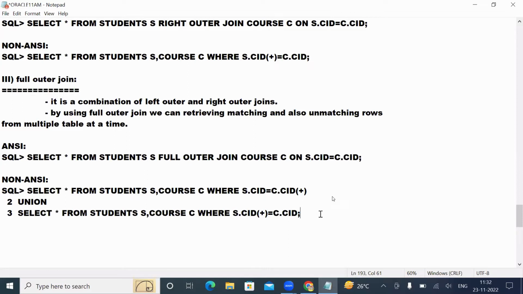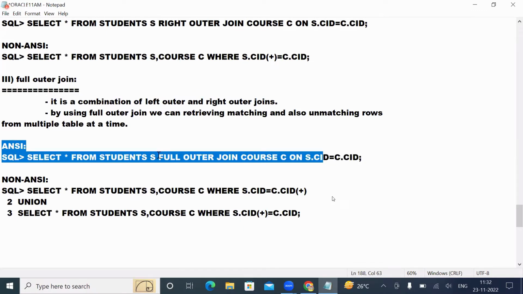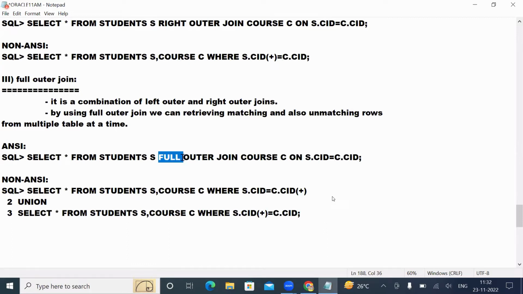Okay, guys, so now this is up to the full outer. We said a full outer join is a combination of left and right. So we can easily write it in ANSI, because there is a predefined keyword for full outer join, so we can implement it directly.